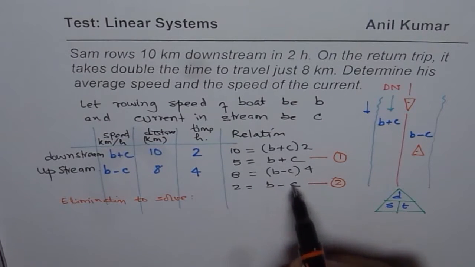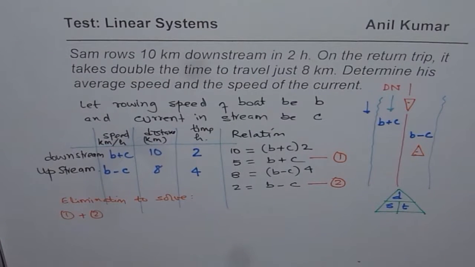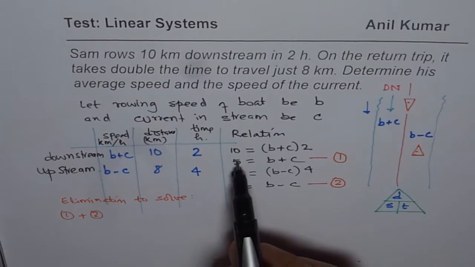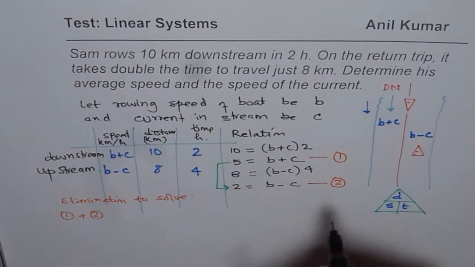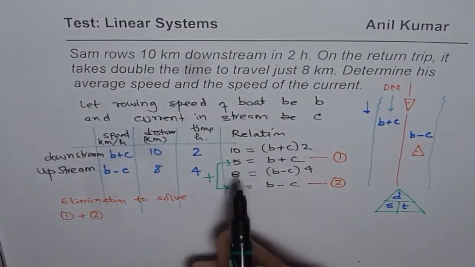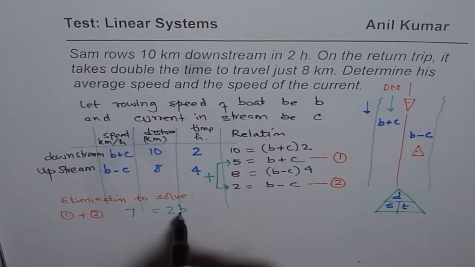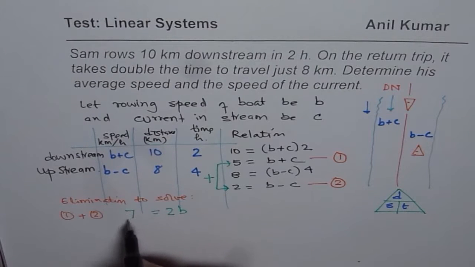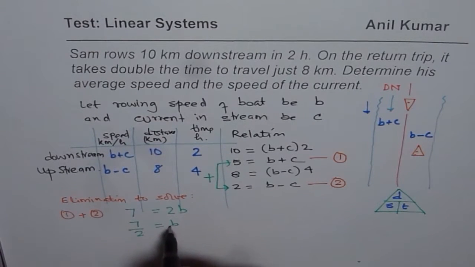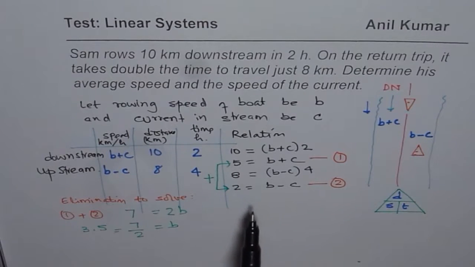To eliminate, we can just add these two equations. If I add equation 1 and 2, what do I get? 5 plus 2 is 7. B plus B is 2B, and plus C minus C is 0. So we get 2B equals 7, or 7 divided by 2 equals B, which is 3.5. So 3.5 is the value of B from these given conditions.